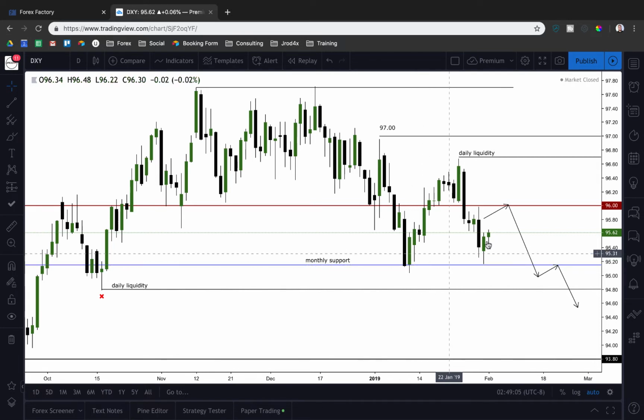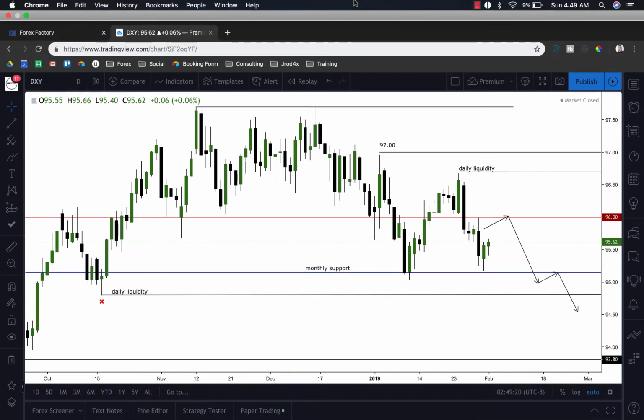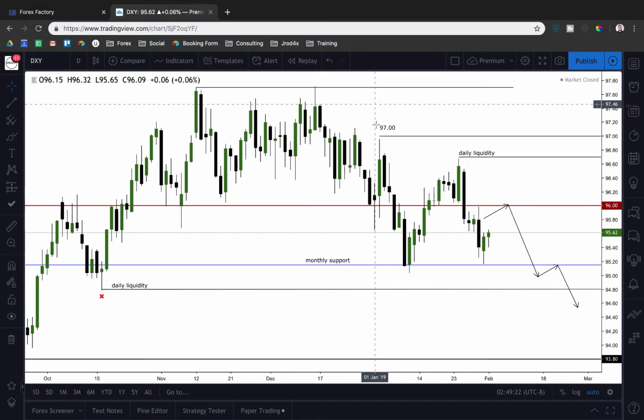Now, because we haven't necessarily made a lower low yet, if we do start trading higher and we get back above the 96 big figure, I'll be aiming for the liquidity above the market, which will be at 96.70, the 97 big figure, and then we have these equal highs back up at 97.70. So those will be my objectives in terms of the upside, only if we break above the 96 big figure.